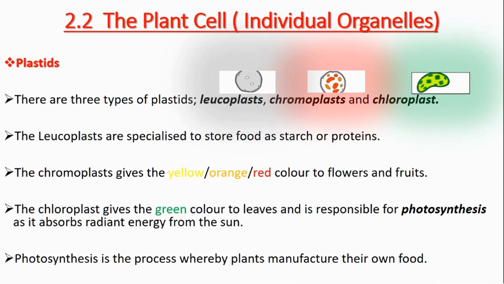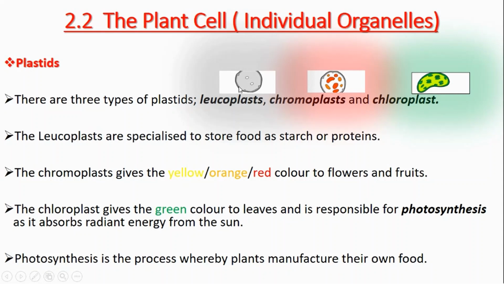Now we go over to plastids. Remember I said plants have plastids and animals do not have plastids. So what are plastids? Basically we have three types of plastids: leucoplast, chromoplast, and chloroplast. They are called plastids because of this word, plast. They all end with plast. Then we call them plastids.